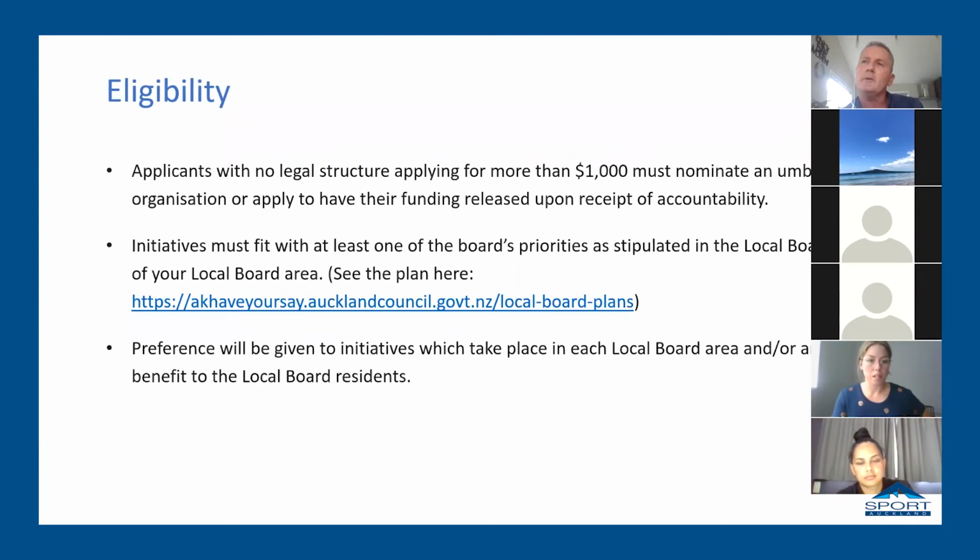Exclusions or eligibility, sorry. Yes, so, eligibility. Applicants with no legal structure applying for more than $1,000 must nominate an umbrella organisation. So an umbrella organisation is a company or organisation which has agreed to receive and administer the grant on your behalf. The umbrella organisation will be legally accountable to Auckland Council for the expenditure of the grant. You'll also need to provide their bank details as well as their financial statements and a letter of support.